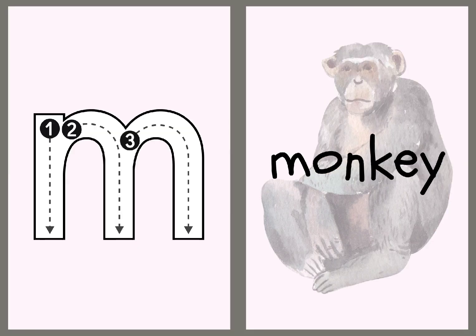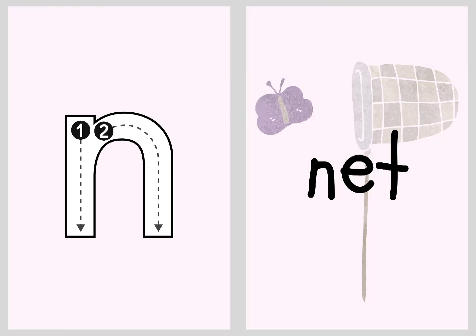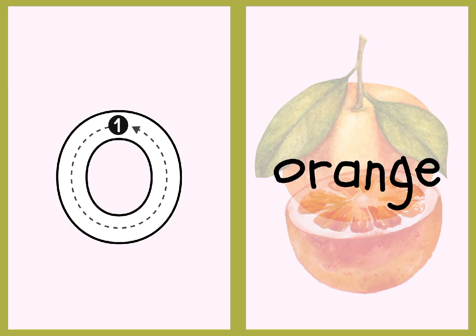M for monkey. Monkey starts with M. N for net. Net starts with N. O for orange. Orange starts with O.